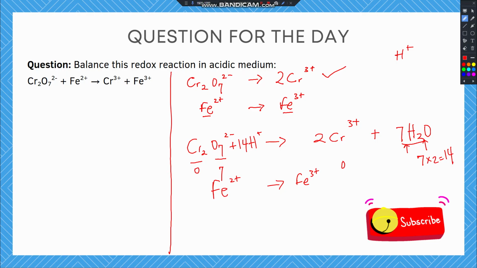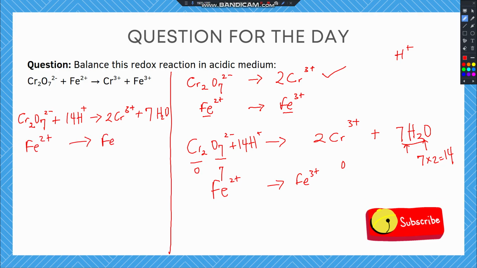So altogether, we now have the two equations. The first one is Cr₂O₇²⁻ + 14H⁺ giving us 2Cr³⁺ + 7H₂O. And the second equation is Fe²⁺ yielding Fe³⁺.